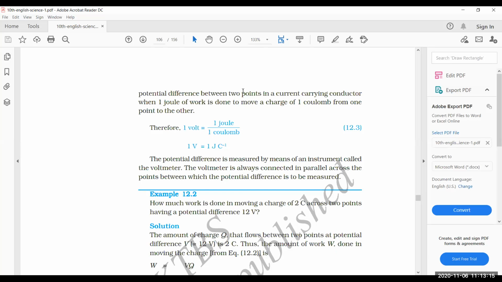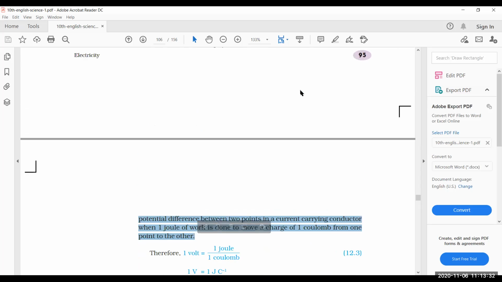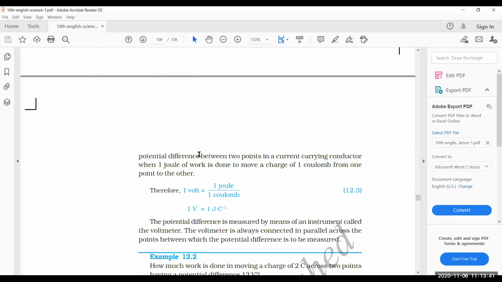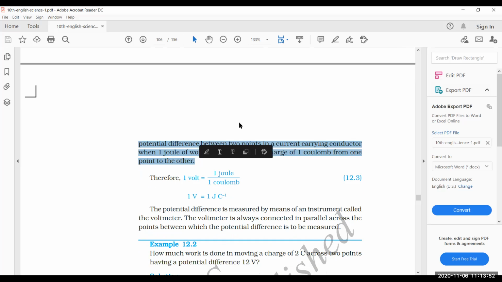The potential difference between two points in a current carrying conductor is 1 volt when 1 joule of work is done to move a charge of 1 coulomb from one point to another point. This is the actual definition. It is also an important one. So this is the actual definition they need.